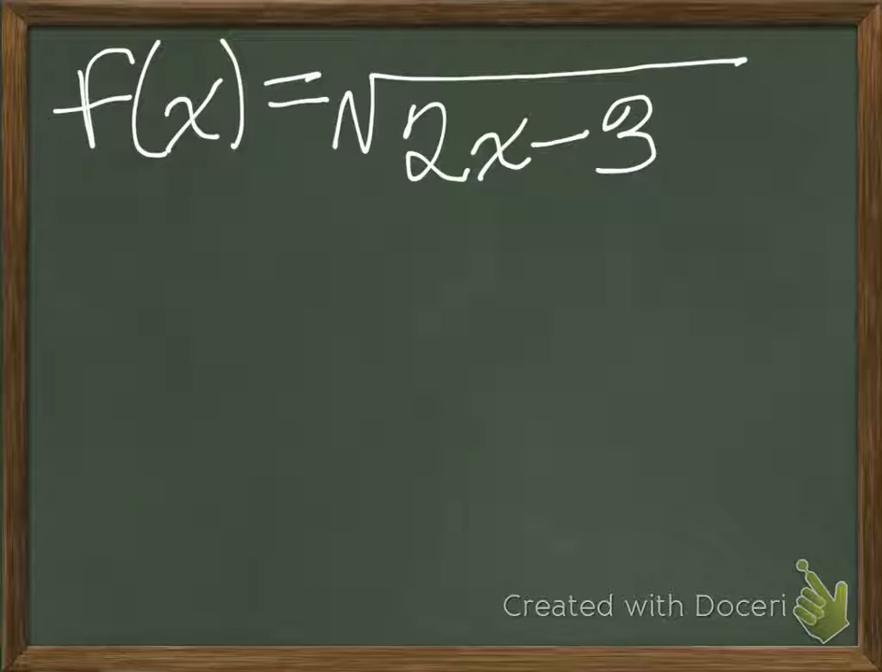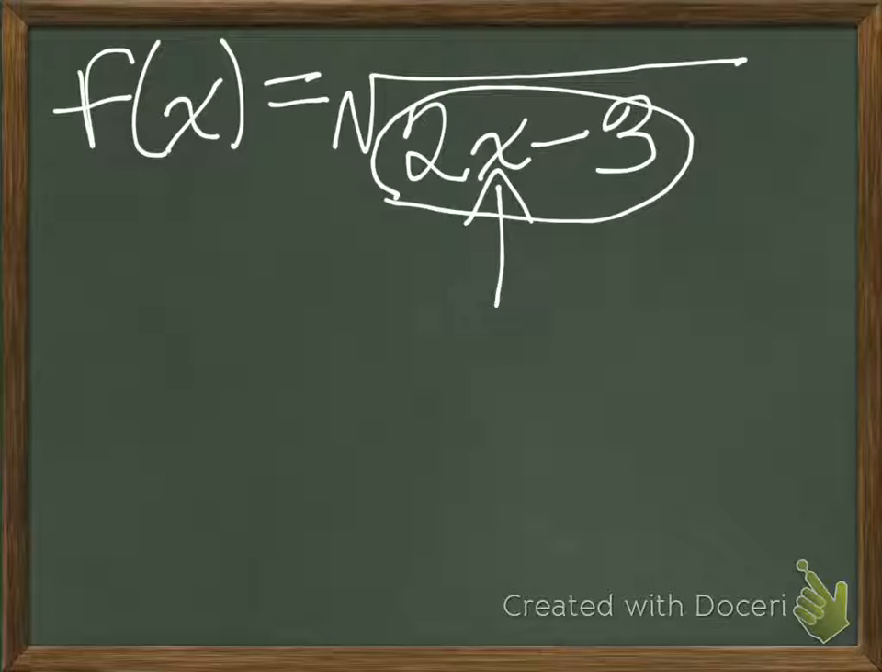Okay, let's take a look at this example. From the beginning, I'm noticing that I have a square root, and I know that whatever's inside the square root cannot be negative. So I know that whatever value of x is going to make that whole thing negative cannot be part of my domain. So what's going to make that negative? When will 2x minus 3 be negative?